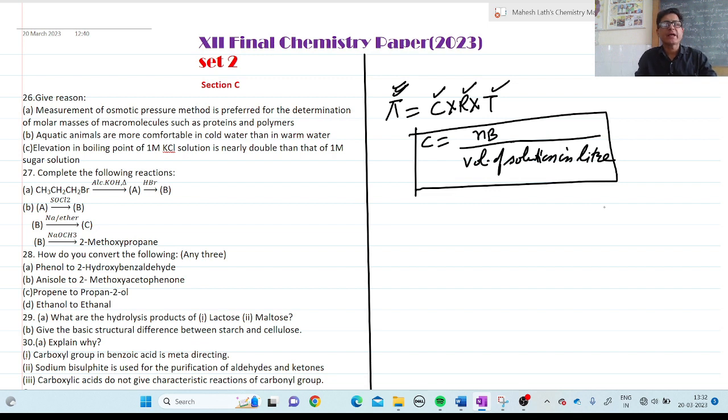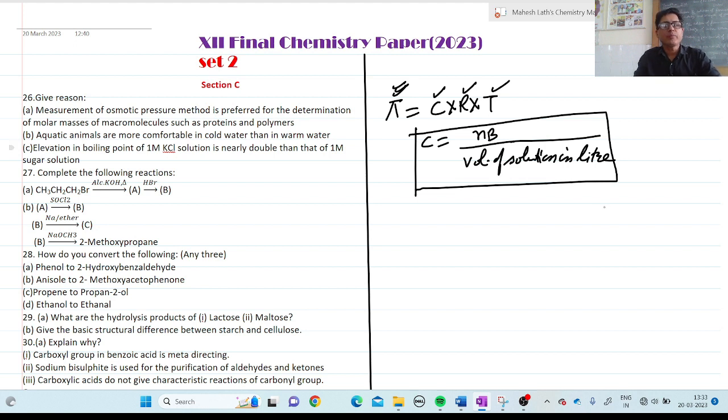B part: aquatic animals are more comfortable in cold water than in warm water because solubility of gases in liquid is an exothermic process, and the lower the temperature, the more is the solubility of gases including oxygen, and the more oxygen is dissolved in water, the more comfortable the aquatic species are. That is why cold water is always preferred.